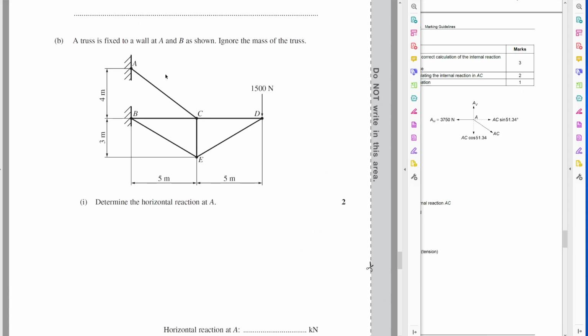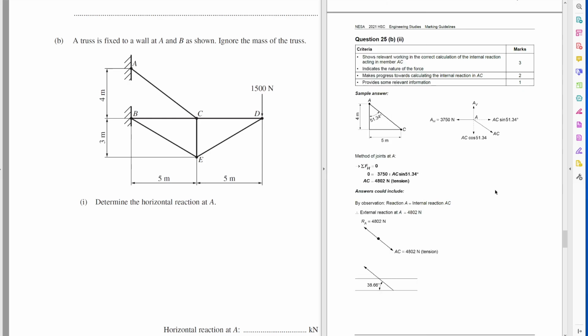So what we're going to do is look at it this way: if we know the horizontal component of this material here, and we found the horizontal component in the question above, then there's only one place for that horizontal component to go for AC. If we just look at it from the node A, there's only one place. We talked before about the zero force member, where we had members 1, 2, and 3. Here we only have one member.